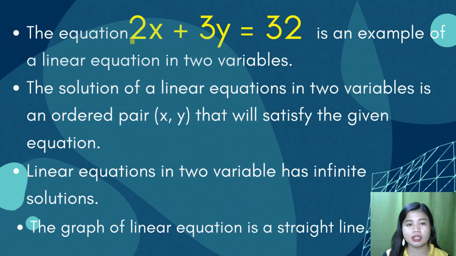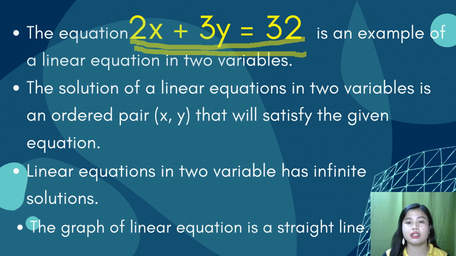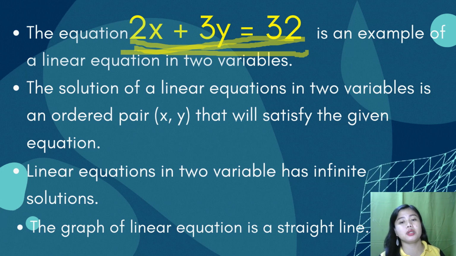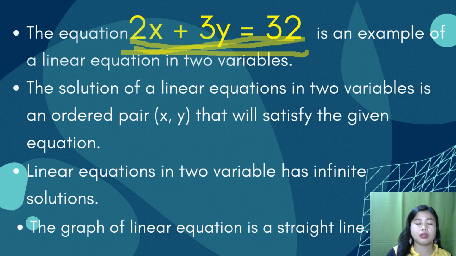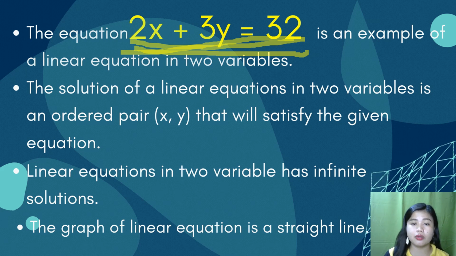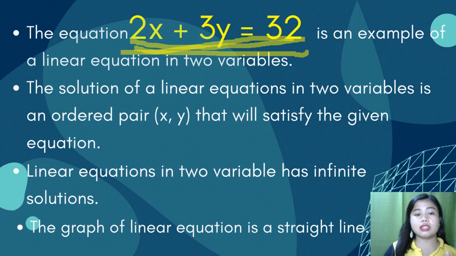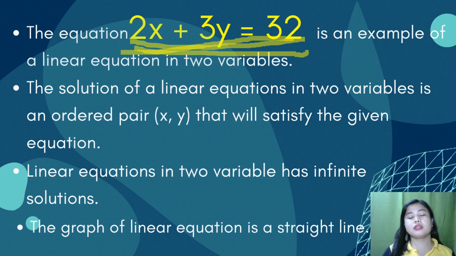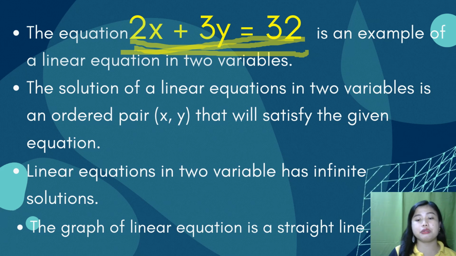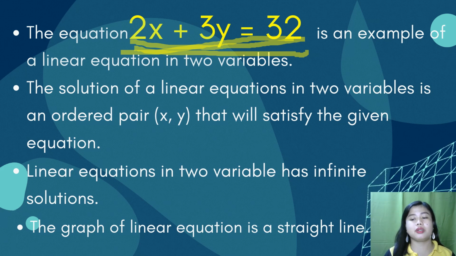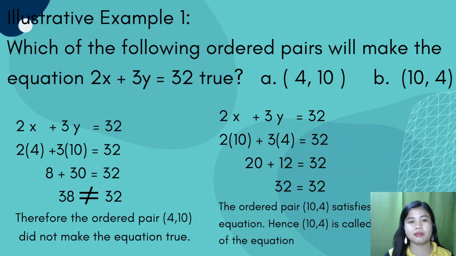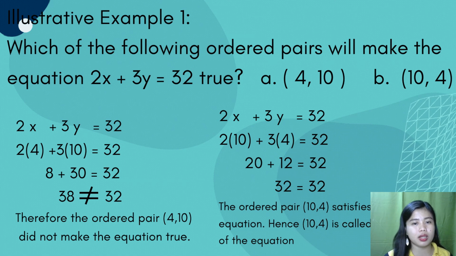Example, we have 2x + 3y = 32. This equation is an example of a linear equation in two variables. We have a solution of a linear equation in two variables. When we say the solution of a linear equation in two variables, it is an ordered pair (x, y) that will satisfy the given equation. Next, a linear equation in two variables has infinite solutions, and the graph of a linear equation is a straight line.